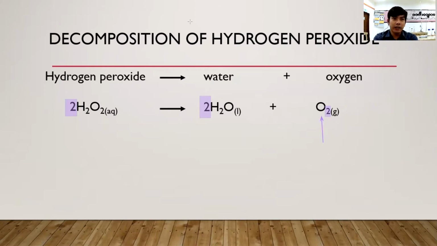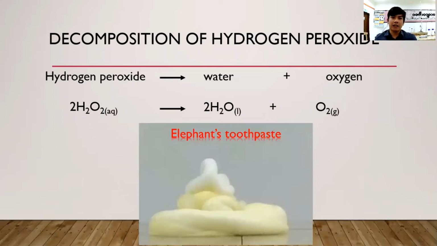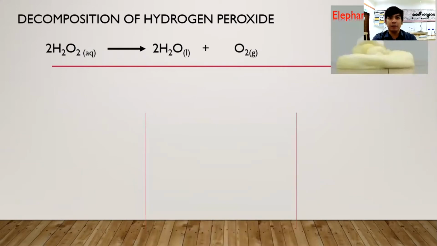And then you will ask me, why do we have to put 2 in front of H2O2 and 2 in front of H2O? Well, actually, that is to balance this equation. Okay. So here we have created an elephant's toothpaste. Now, here is the decomposition of hydrogen peroxide. You have 2H2O2 and then 2H2O and then O2.